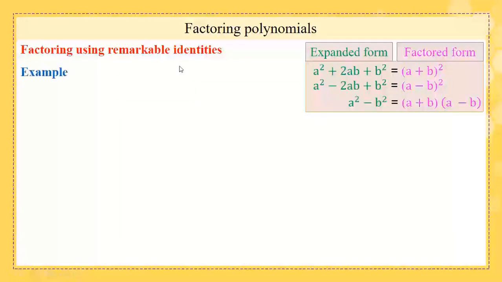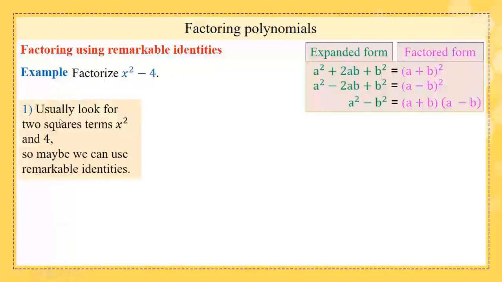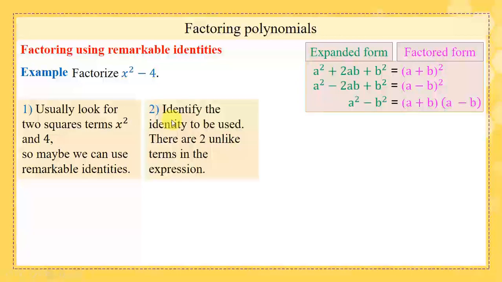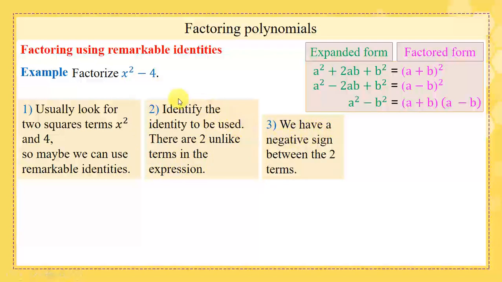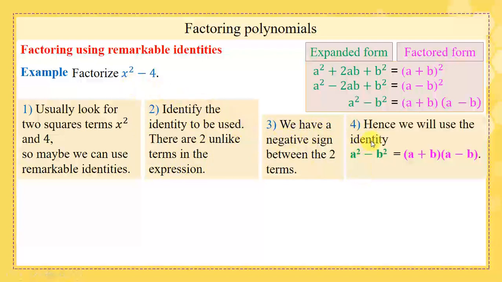Factoring by using remarkable identities. Example: factorize x squared minus 4. Here we look for the two squares that are x squared and 4, so we may use a remarkable identity. We identify the identity to be used. There are two unlike terms in the expression. This is a binomial. We have a negative sign between the two terms, so we will use the identity a squared minus b squared equals a plus b times a minus b.